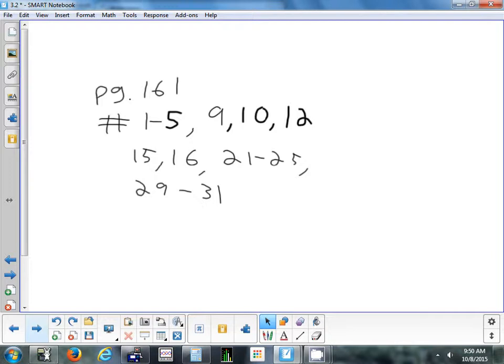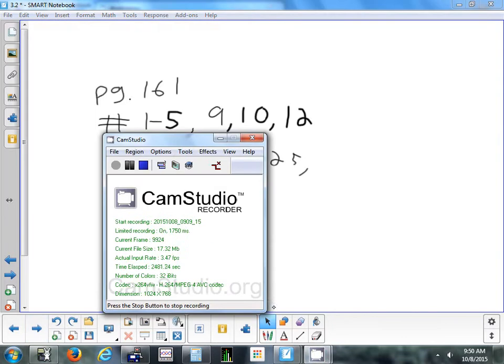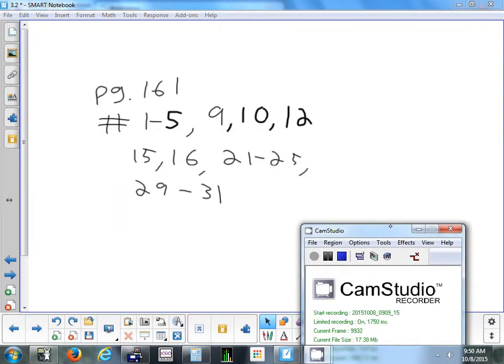So that's the homework on 161. Okay, so it's definitely less than last night. Just 1 through 5, 9, 10, 12, 15, 16, 21 to 25, and 29 to 31. Okay, I will be after school today if anybody needs extra help. We have our test tomorrow, and don't forget, you can make a reference sheet for this test.